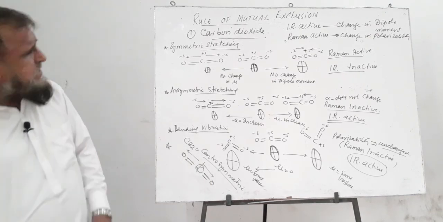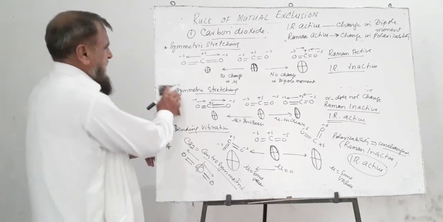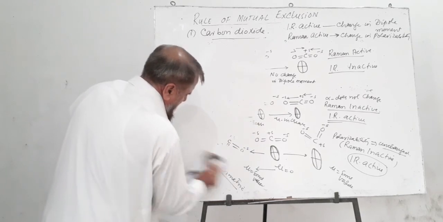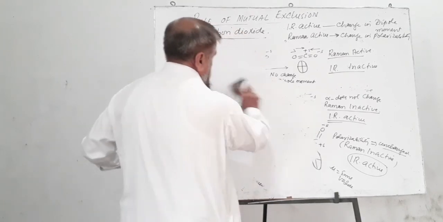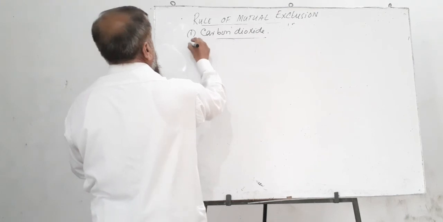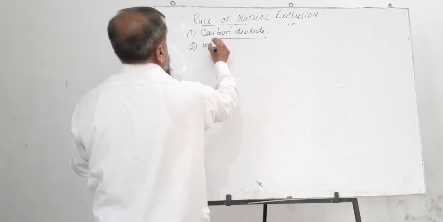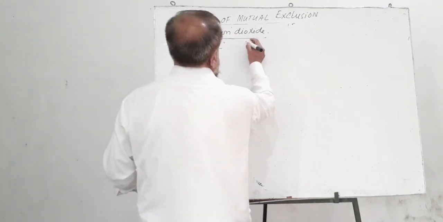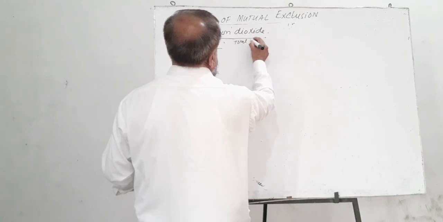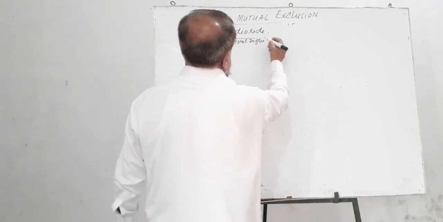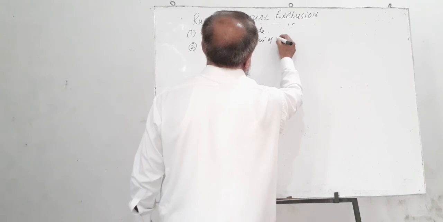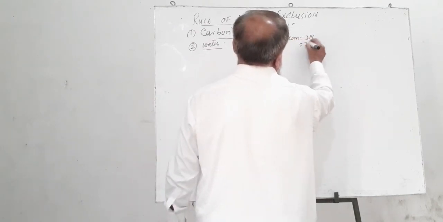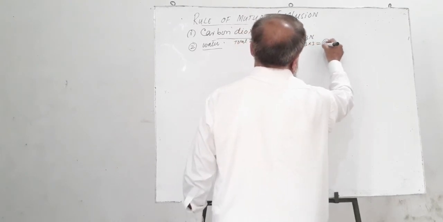Now we can come to the second example, that is of water, and consider what are the different modes of vibration and what is their Raman activity and IR activity. Second example is water. We had already calculated that the total degrees of freedom are 3n. There are 3 atoms in water, so we have 3n, or 3 into 3, that is 9 degrees of freedom.